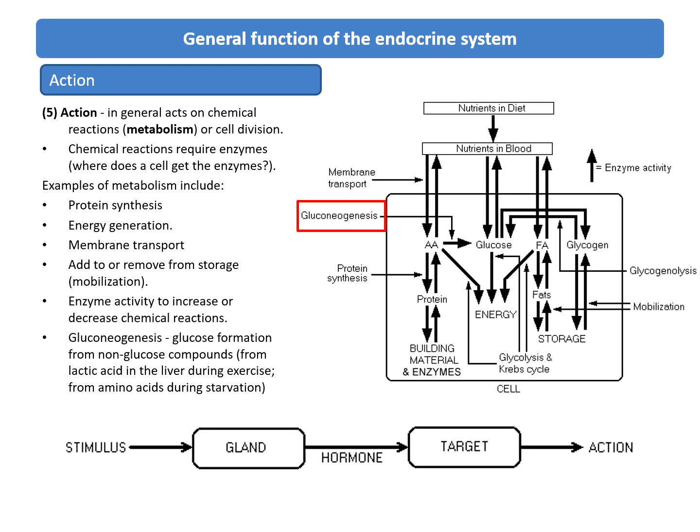Gluconeogenesis is the formation of glucose from non-glucose compounds, for example, fatty acids in the liver during exercise, or from amino acids during starvation. Glycogenolysis is the breakdown of glycogen. Lysis means to dissolve, and of course, glycogen is the glycogen. That's to break down the glycogen into glucose.